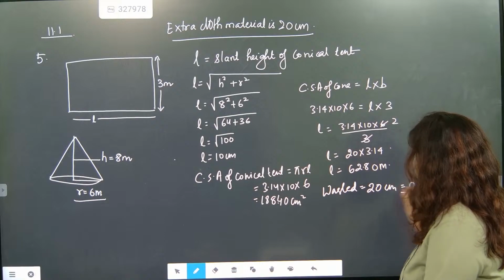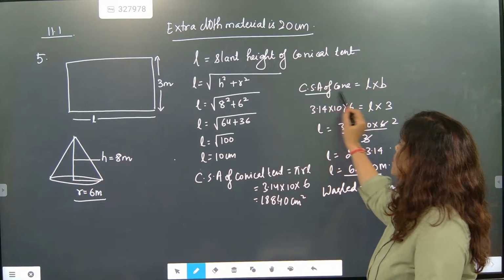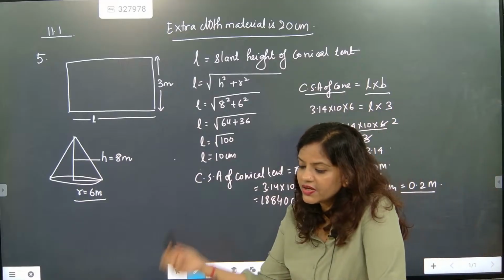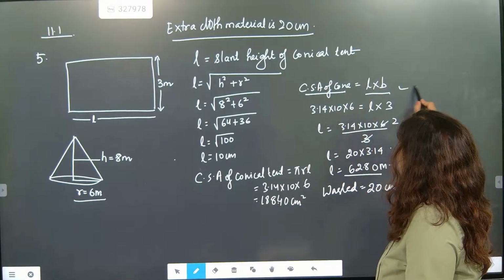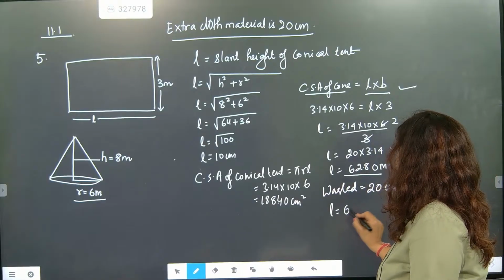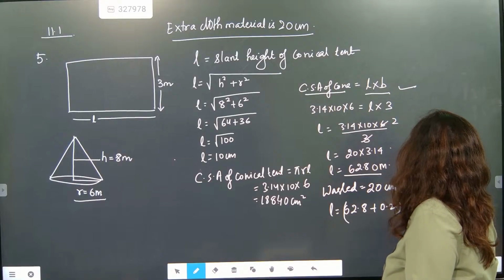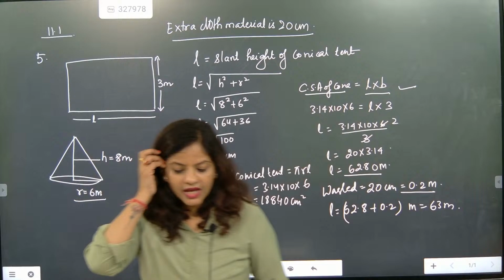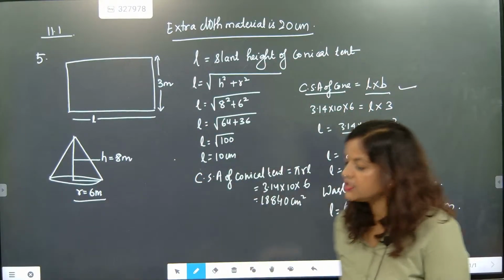So beta, that material also should be added in the length to get the total length, because this is the final CSA of cone, and that is L into B. But the extra material which gets wasted has to be added to get the total length. Got it? So that is 62.8 plus 0.2 meter. So the total is coming as 63 meter. I hope you might have understood. Note down beta, 63 meter is going to be the total length.